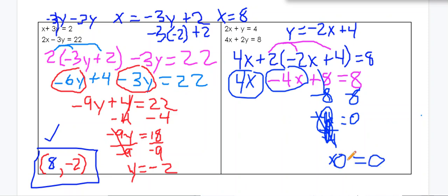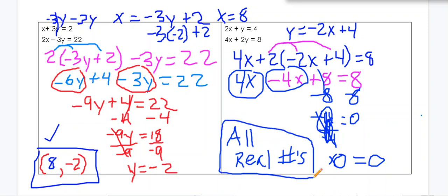All right, so what does that mean in algebra? What do we learn when we have a number that's equal to the same number? Well, that means that it is all real numbers. All real numbers. So that would be our answer. All real numbers. And what that means is it makes the exact same line.